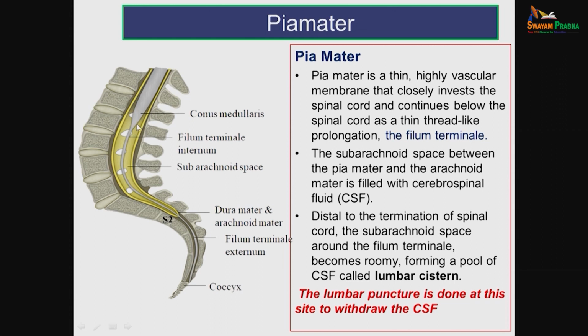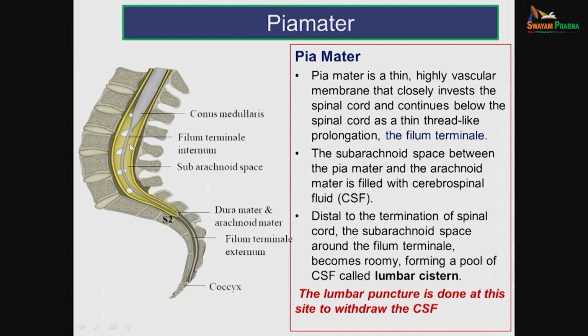the termination of cord, we call it the conical structure, that is the conus medullaris. From the apex of the conus medullaris, this pia mater, as you can see from the picture, is going to extend as a thin filamentous structure that is called filum terminale. As I mentioned earlier, you can see the subarachnoid space. This subarachnoid space is between the arachnoid mater and the pia mater, which is filled with cerebrospinal fluid.